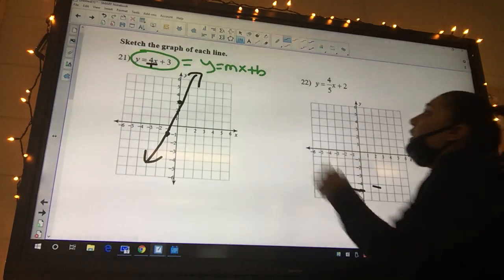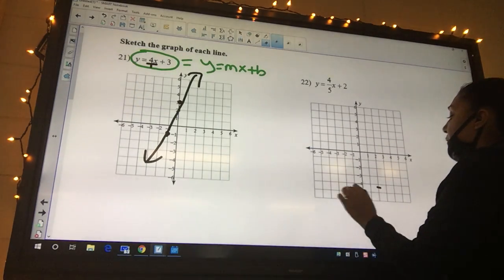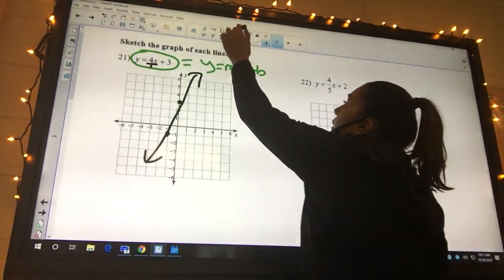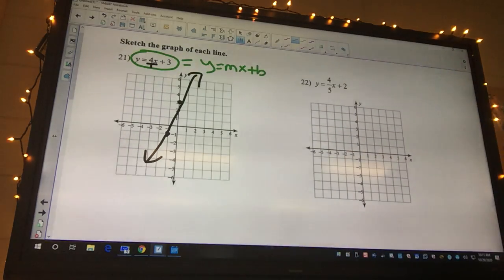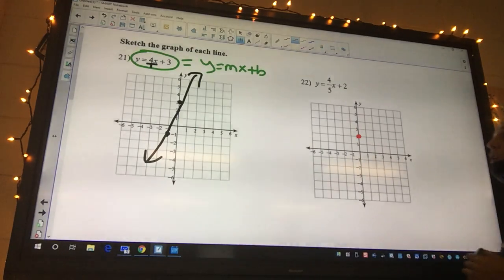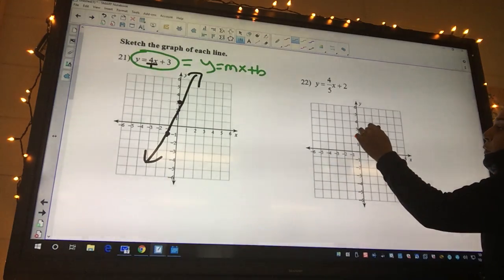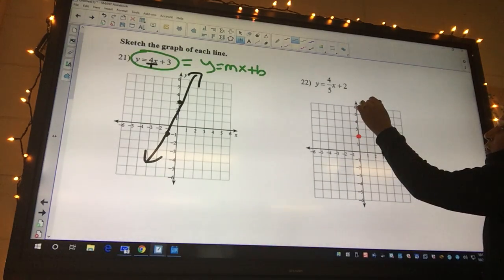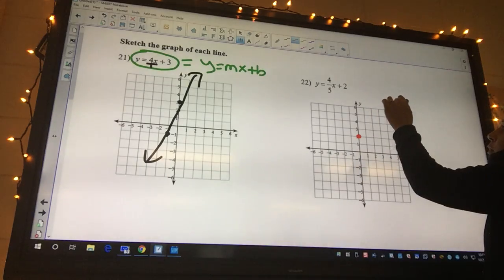Okay, so 22, same thing. What do we graph first? The y-intercept. The y-intercept, which is what? 2. 2, so we can put that on there. And then what's our slope? 4 over 5. So we got to rise 4. 1, 2, 3, 4, and go over 5. 1, 2, 3, 4, 5.